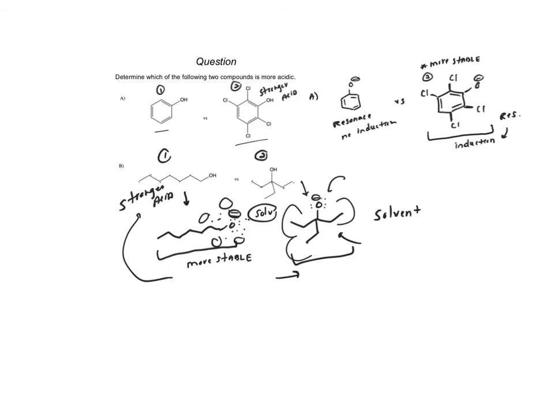The deprotonated conjugate base of heptanol, heptoxide, is not sterically hindered, so solvent can get in and help stabilize it a lot more comparatively to the weird-looking thing on the right.